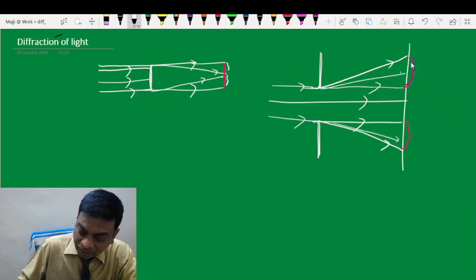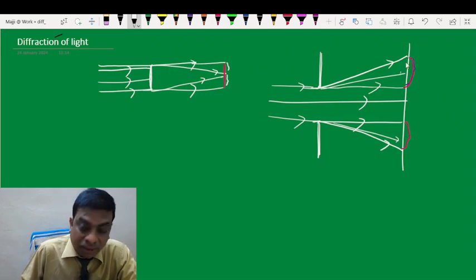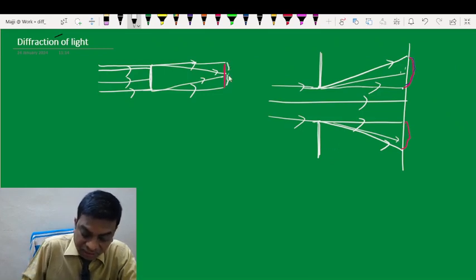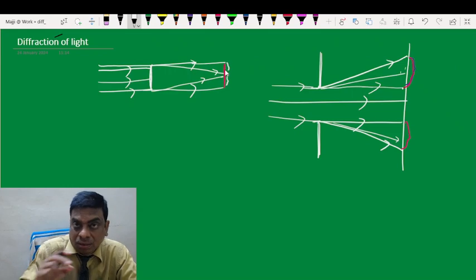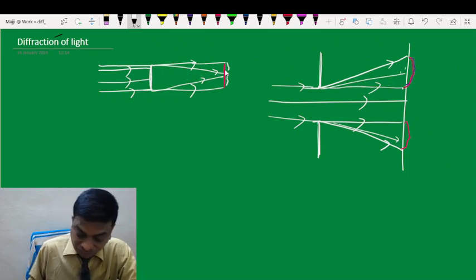Okay. In fact, here you will notice that there are alternate dark and bright patches of light. Even here also you will observe that there are alternate dark and bright patches of light. Same thing here also. So such alternate patches of dark and bright are known as diffraction fringes. Okay, we have to study all those aspects related to this diffraction.